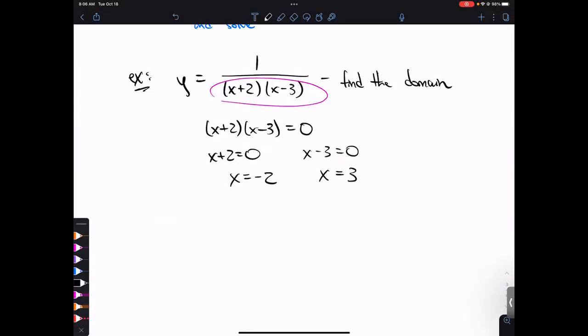That means that the domain of the function does not include -2 or 3. Everything else is fine because any other x value in the whole wide universe would give you something that's not 0 in the bottom, right?